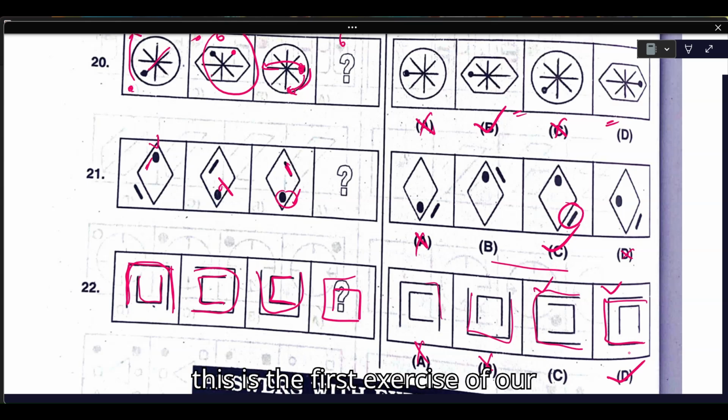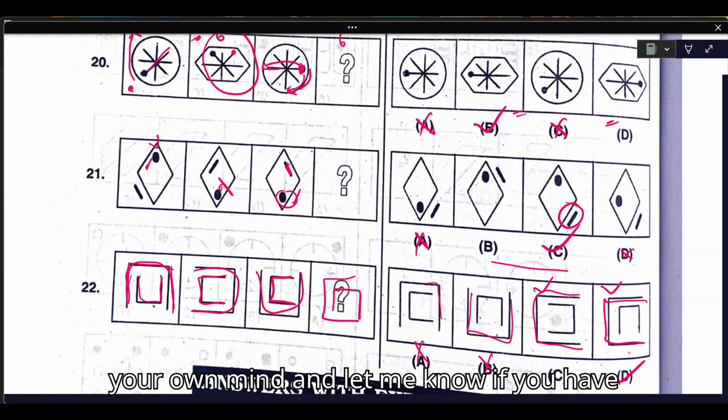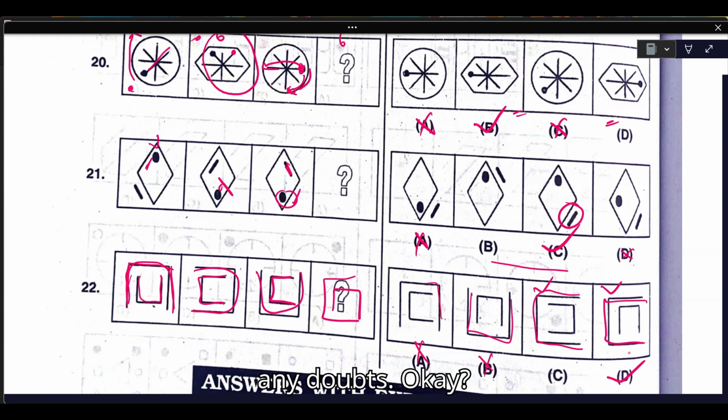Okay, so this is the first exercise of our series figures chapter. You will be having some more exercises to practice these series figures. So just go on with these series figures and practice them, think with your own mind, and let me know if you have any doubts.